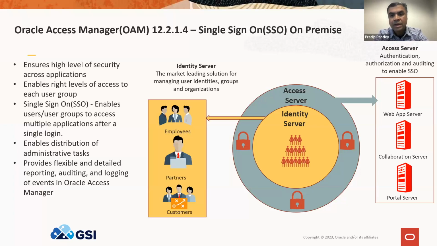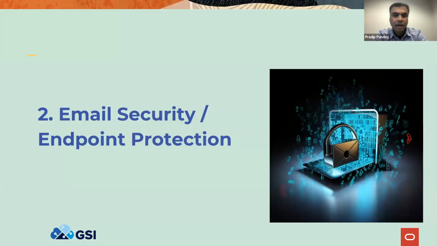traffic. Again, the architecture diagram explains the different employees, partners, and customers coming through the identity server to get access to JDE, and then we provide single sign-on access for authentication, authorization, and auditing for our HTML server, collaborative server, and portal servers. Next slide. Okay, back to you.